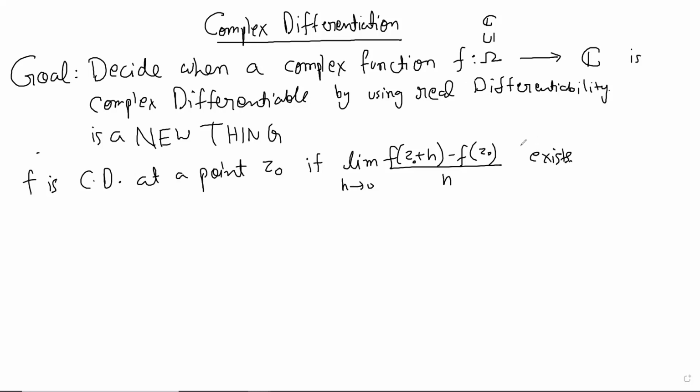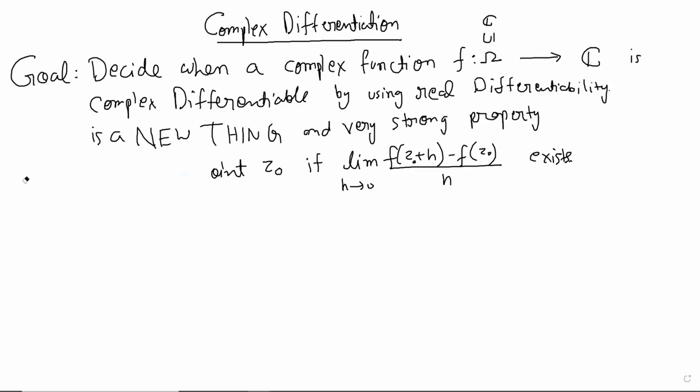Also, one must mention here that it is a new thing and it's a very strong property. Now we'll do an example for this. It's a very strong property, meaning that something being complex differentiable is a much rarer event than it being real differentiable. Okay. Let us see that through an example.